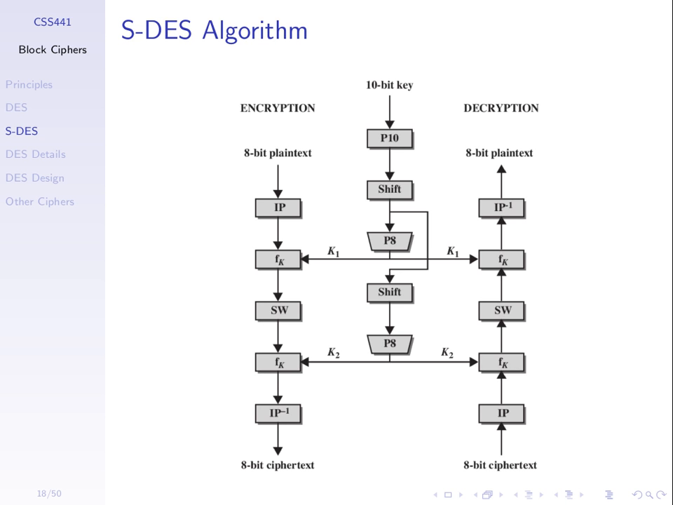To encrypt, we take 8 bits of plain text in, we do some operations: IP, F of K using key 1, a swap, the same F of K using key 2, and some last operation, and we get ciphertext.